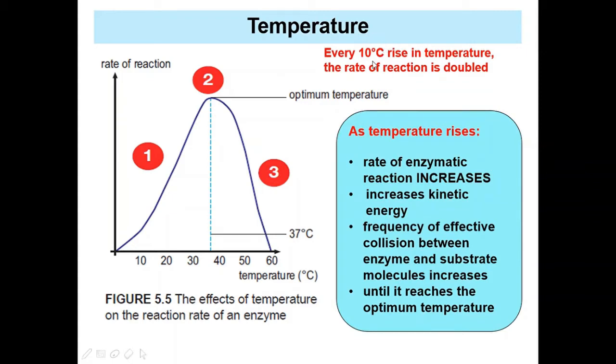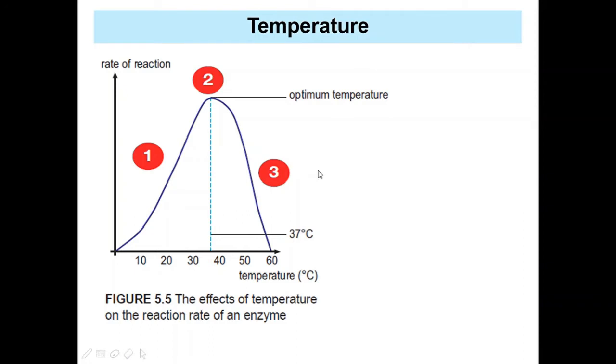Setiap kali 10 darjah Celsius peningkatan, kadar tindak balas aktiviti enzim ini akan meningkat 2 kali ganda sehingga mencapai suhu optimum. Okay, every 10 degree Celsius rise in temperature, the rate of reaction is doubled until it reaches the optimum temperature.